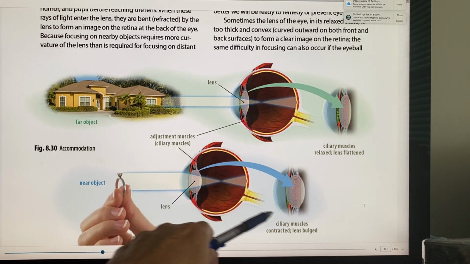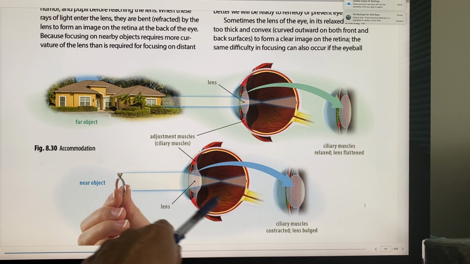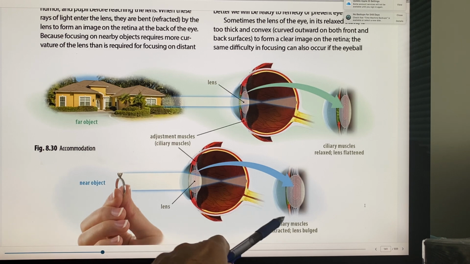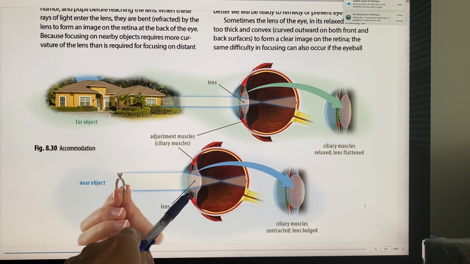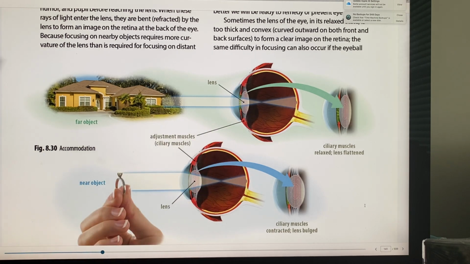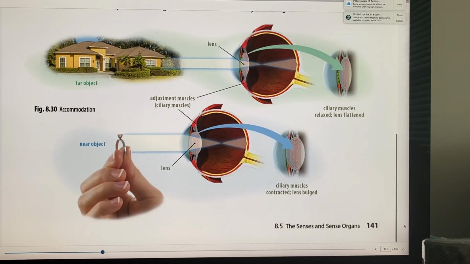And you can see how the ciliary muscles contract and the lens is bulged out to see near. So the lens bulges out so you can see near, and then you can see the ciliary muscles are relaxed and flat so that you can see far. That's a normal eye.